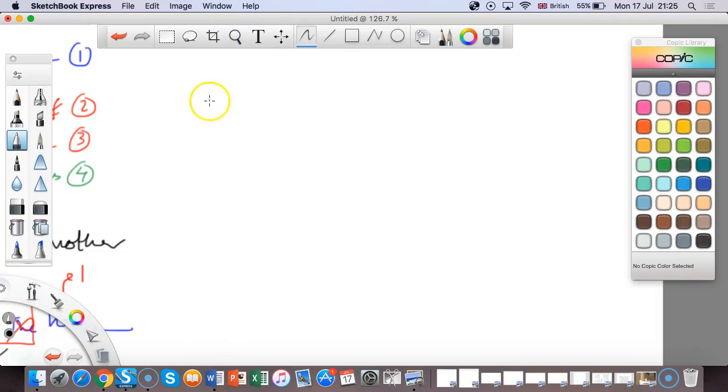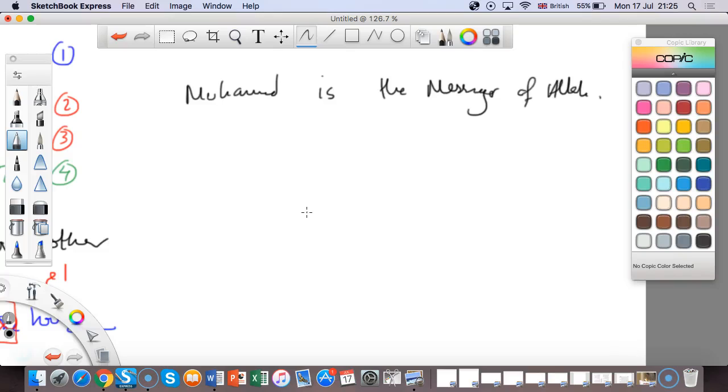Look at this now. Muhammad is the messenger of Allah. If you guys don't know how to say this straight away, something is wrong with your kalima. Muhammad is the messenger of Allah. La ilaha illallah.